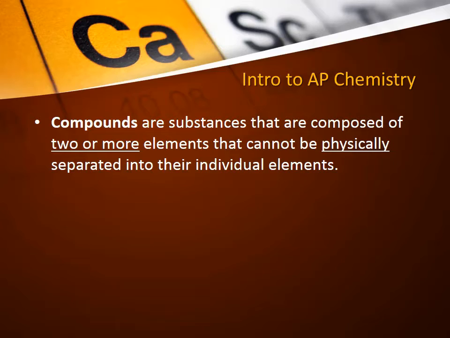Compounds are substances that are composed of two or more elements that cannot be physically separated into their individual elements. A very common example would be H2O. Generally for H2O, this means that we have one oxygen atom and two hydrogen atoms.